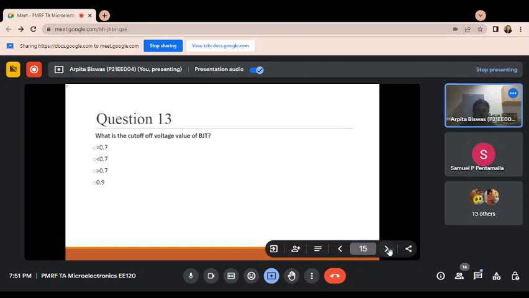So we are moving toward question number 14. What is the equation of current gain in BJT common base configuration? The first option is IC by IE, the second option is IE by IC, the third option is IB by IC, or the fourth option is all of the above.